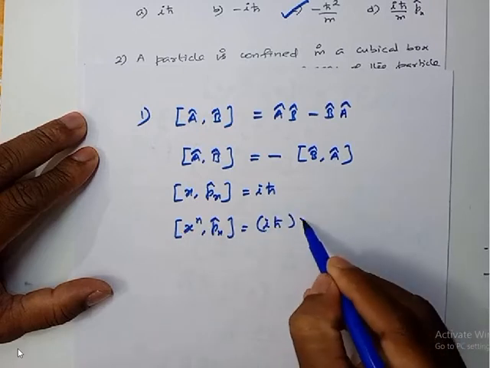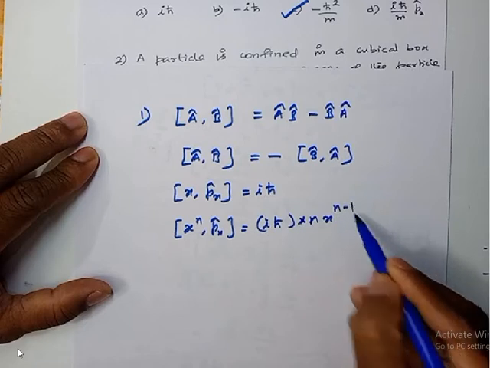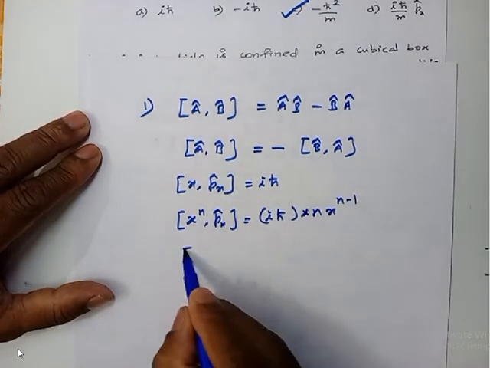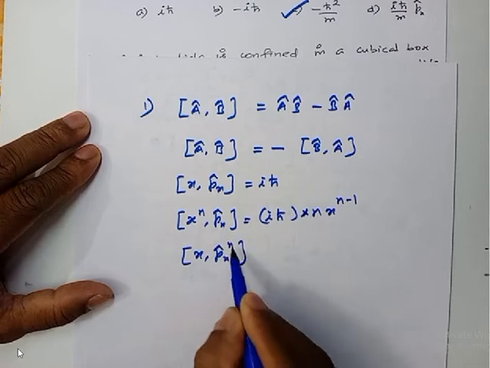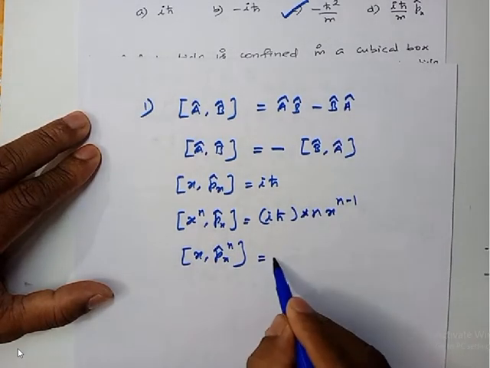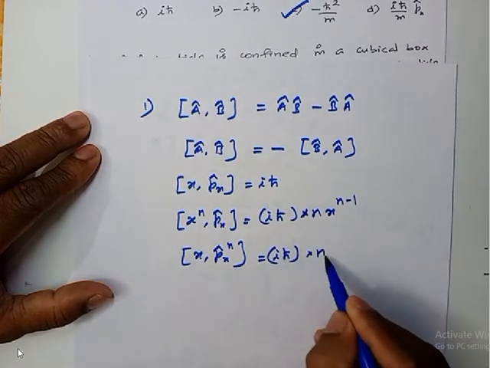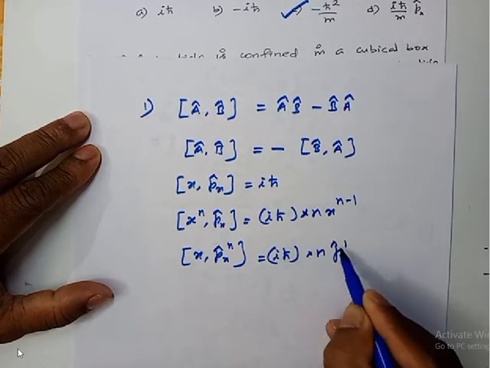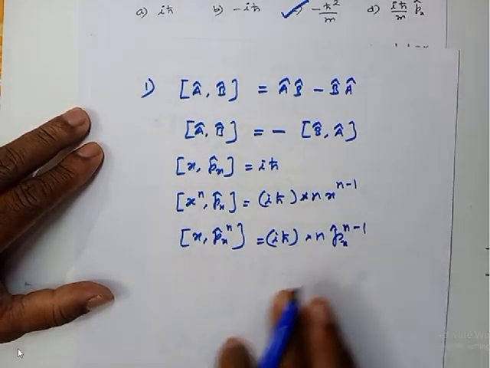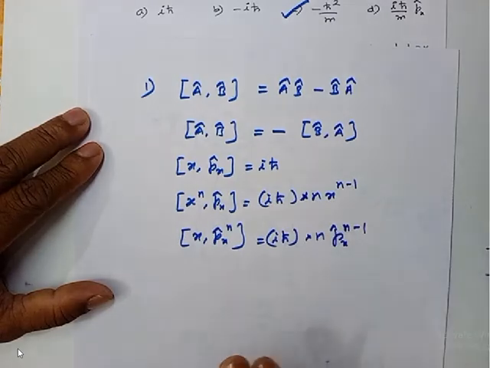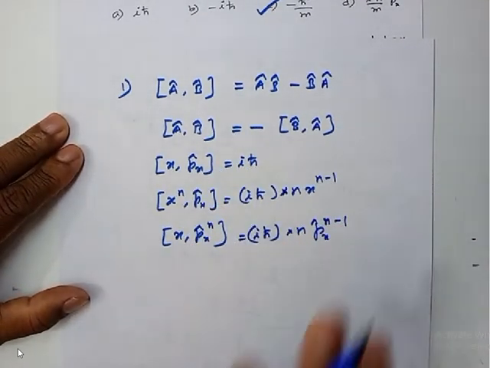x^n is there, so n into x^(n-1). Similarly, x comma px^n, suppose you have power n here, then the answer for this commutator is iħ into n into px^(n-1). These are all formulas which are available in almost all books. So just remember these formulas.